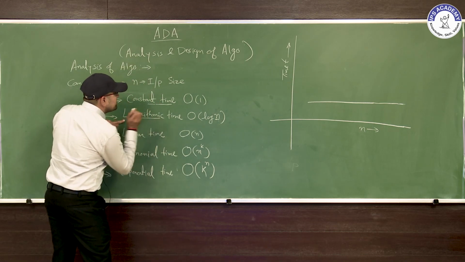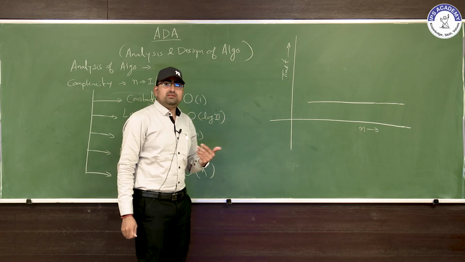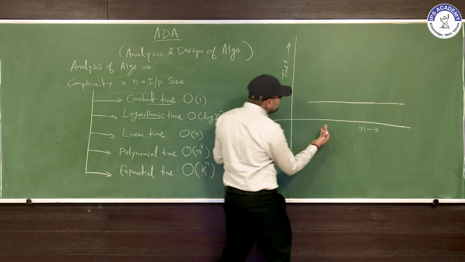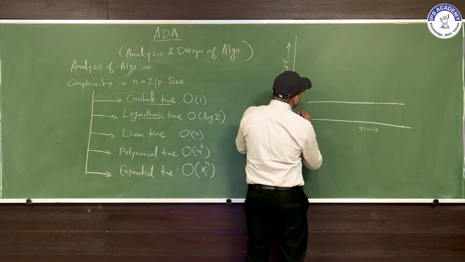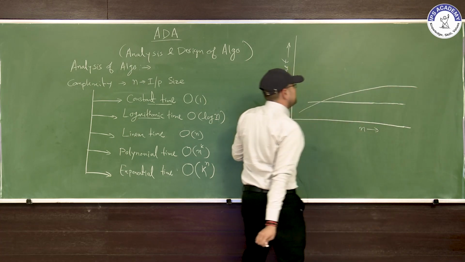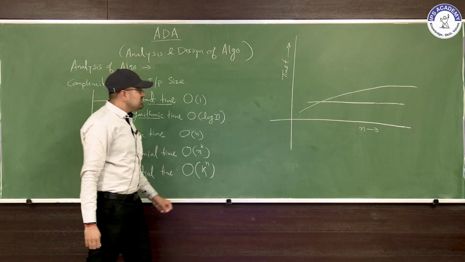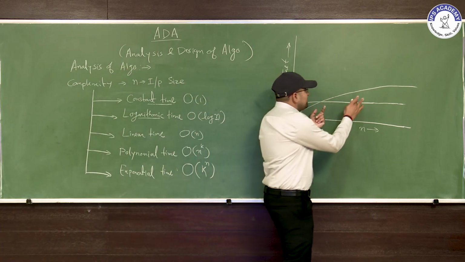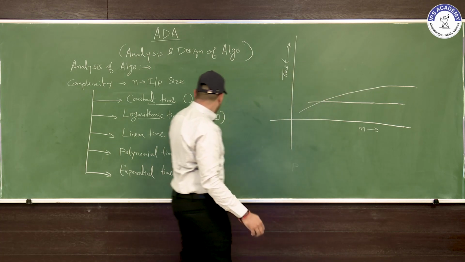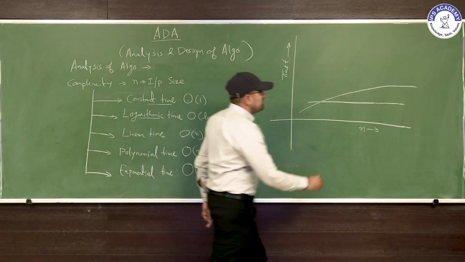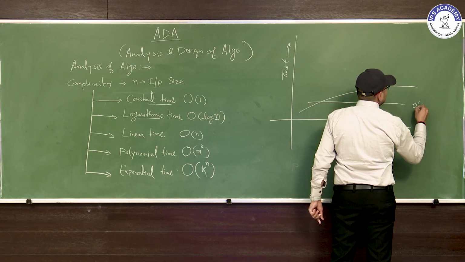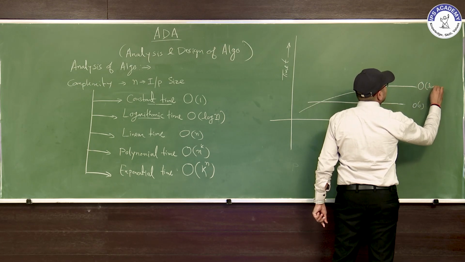Next, logarithmic complexity. There would be some change with change in the input size. If we increase the input size, the time requirement would also increase, but not in the order of the input, right? So the magnitude would be a little bit lesser than that of the input, right? So that is logarithmic. I would represent this as order of log n.